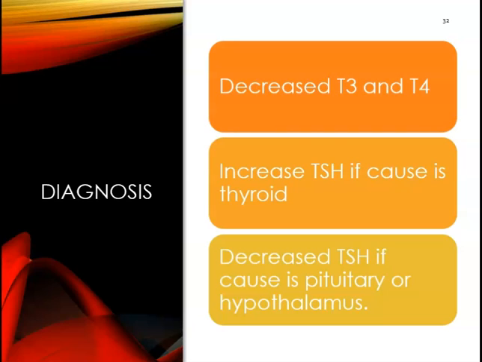With hypothyroidism, we're going to see a decrease in T3 and T4, but especially the T4. We will see an increased level of TSH if this is caused by the thyroid, because the pituitary gland is trying to make up for the decreased levels. You'll see a decrease in TSH if it's caused by the pituitary or the hypothalamus.